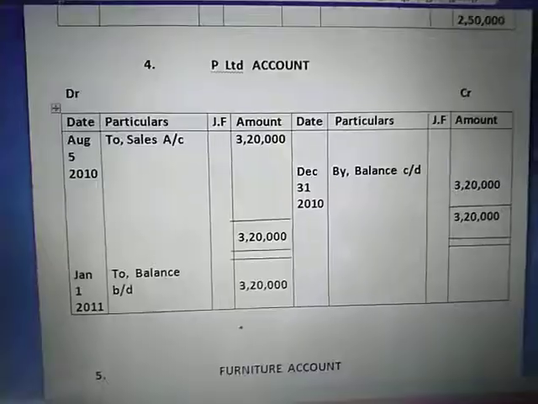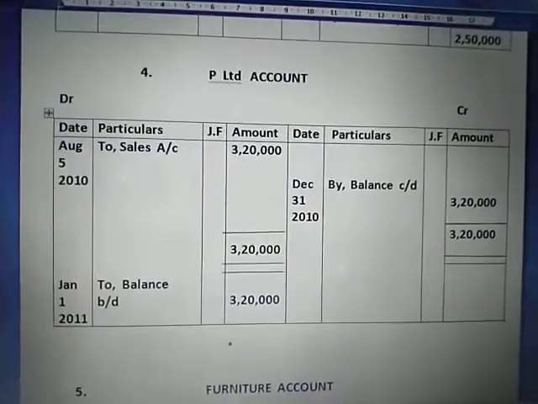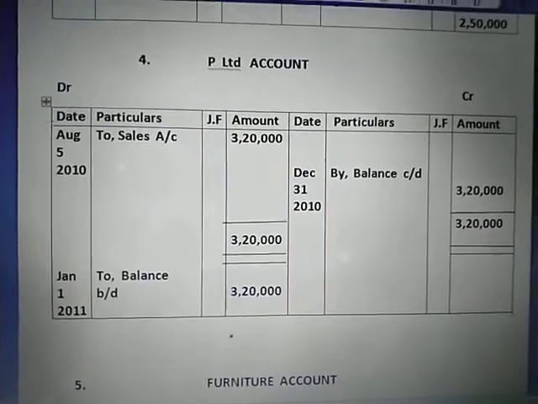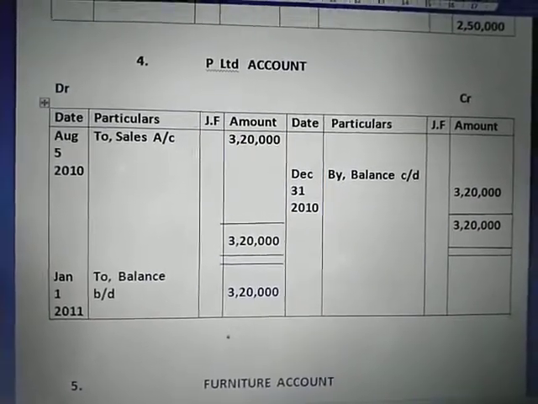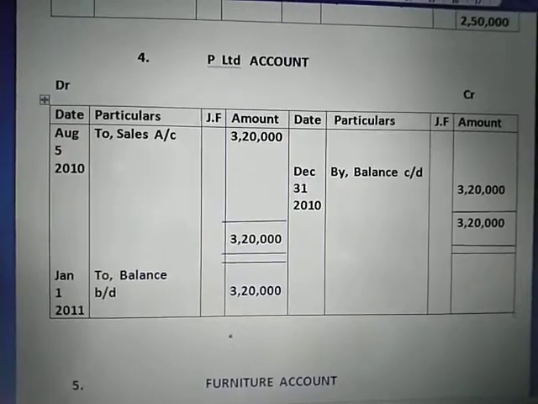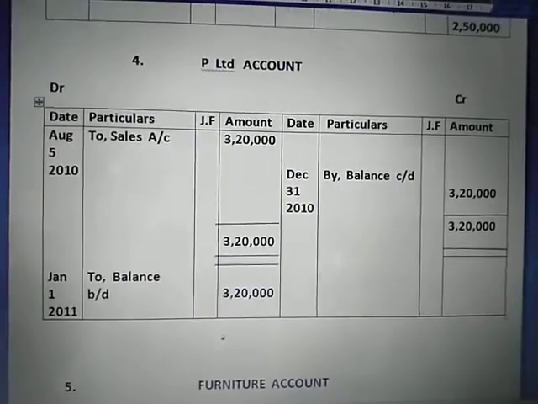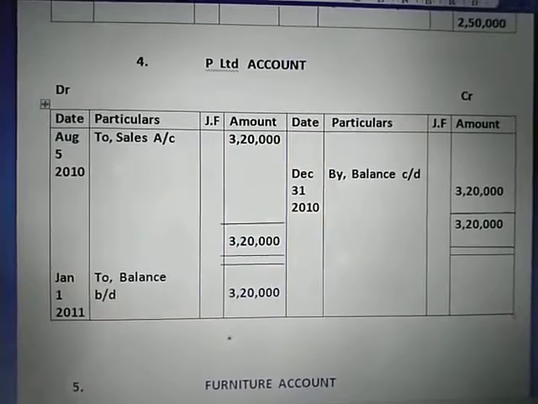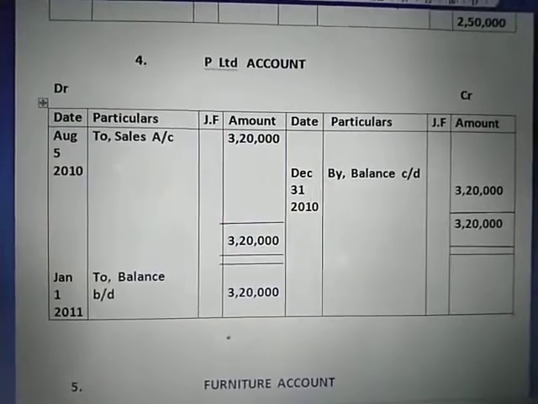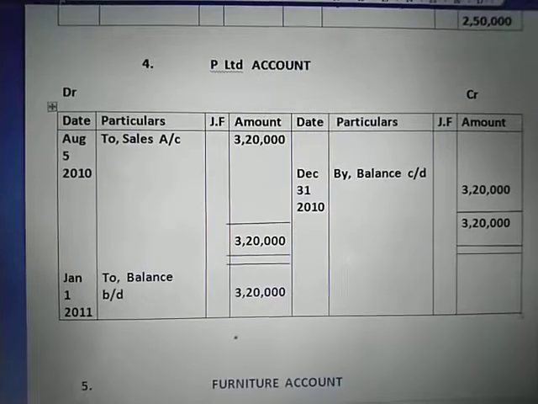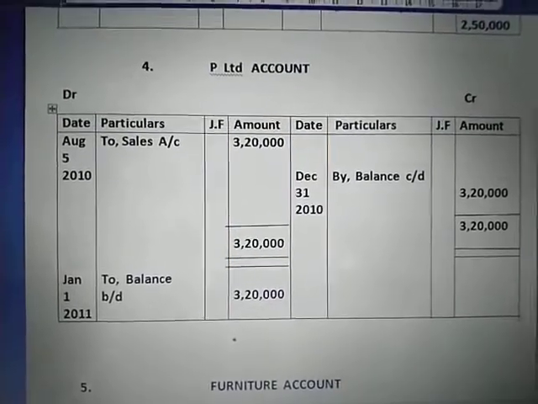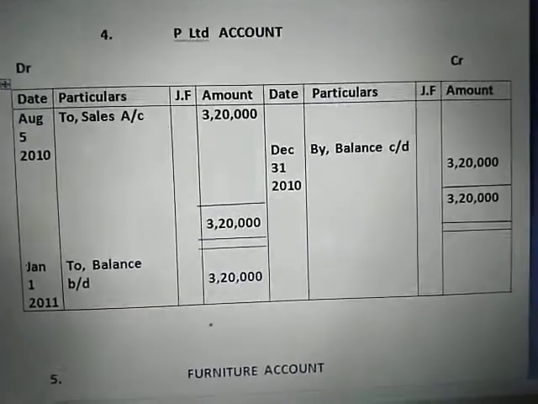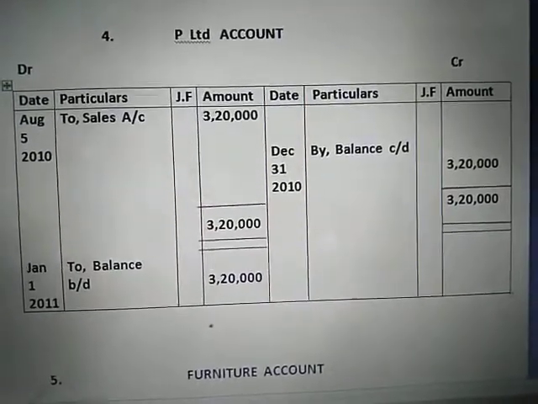Okay, now P limited account. P limited is also the same thing, it is a personal account, so we have to balance it as balance CD. The debit side shows 3,20,000 while the credit side has nothing, so on the last day, December 31st, we have to balance it as by balance CD rupees 3,20,000, and this balance will be brought down to the next opening date Jan 1 2011 as to balance BD 3,20,000.